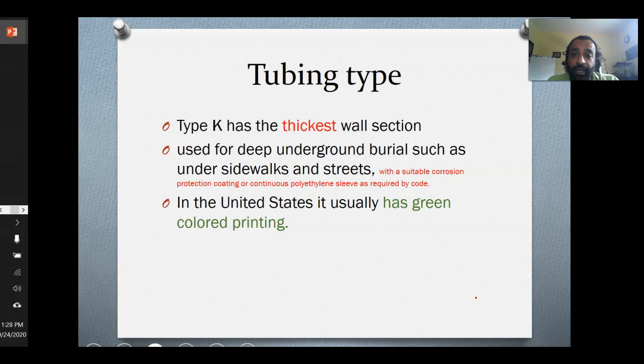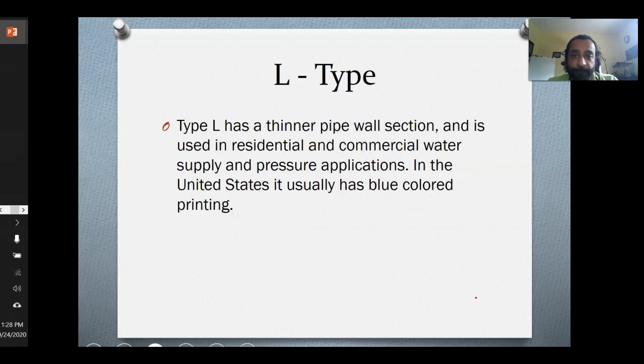Tubing types. K type is the thickest, has the thickest wall section, and is suitable for high pressure underground copper pipes. The thicker the pipe, the more pressure it will take.